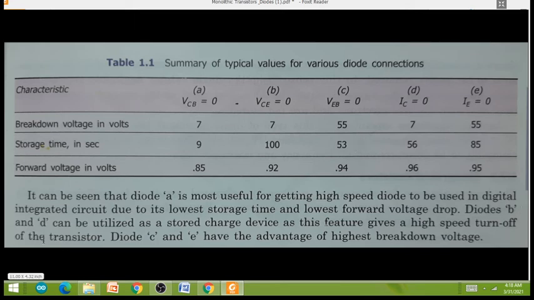Diode B and diode D can be utilized as stored charge devices, as this feature gives high speed turn off of the transistors. Diode C and E have the advantage of the highest breakdown voltage.